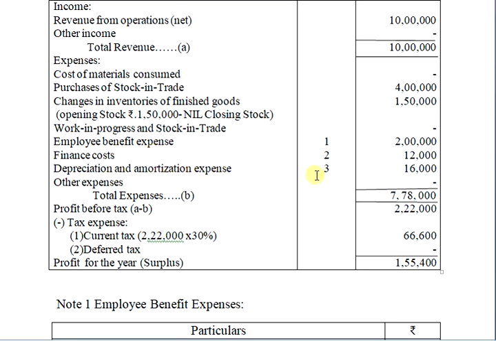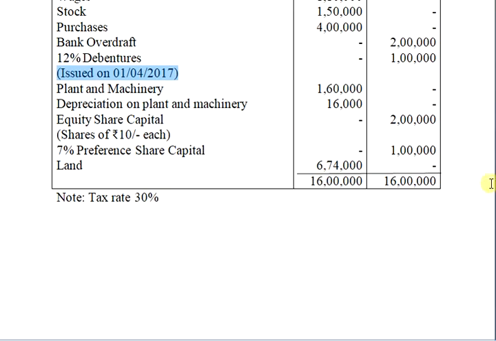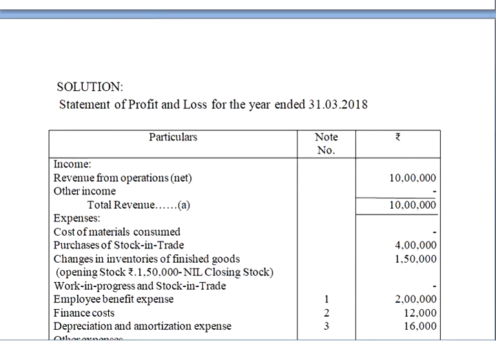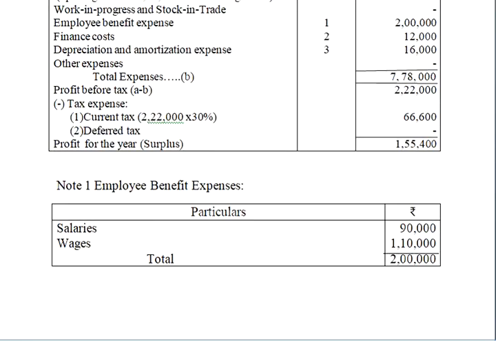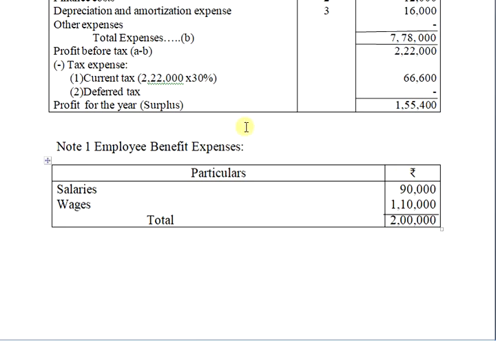Depreciation and amortization expenses, note number 3, it is of 16,000. Which are the depreciation and amortization expenses? See here, depreciation on plant and machinery, 16,000 is there, that we have maintained in the separate note. Can you see the note here? Note number 3, depreciation and amortization expenses. Depreciation on plant and machinery, how much is there? 16,000. That 16,000 we have considered under the depreciation and amortization expenses. So other expenses is nil.